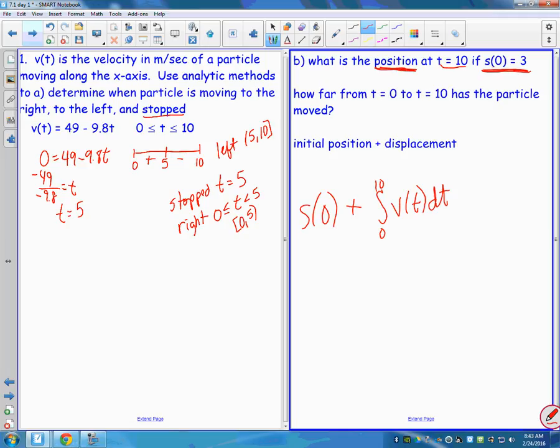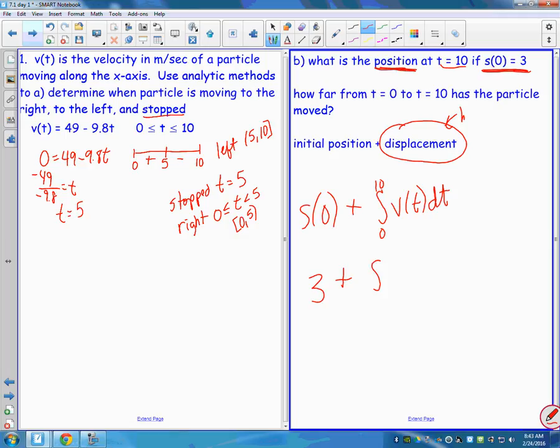So, s of 0 is just 3, just like the pizza problem started at 350. You had to add that into your answer. And the 0 to 10, the displacement is how much it changed from 0 to 10. So just what happened between 0 and 10, not considering where it started to begin with. Okay? So then I'm going to actually do this integral here.